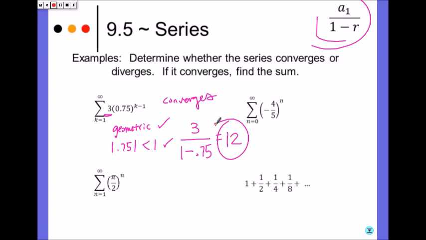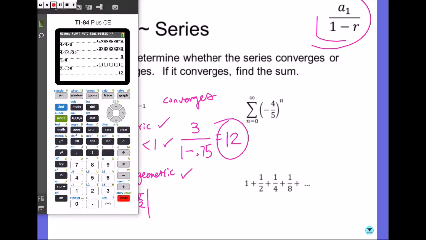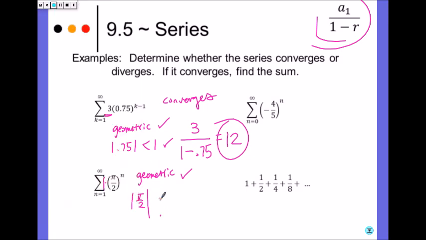What about this one? It's geometric, right? The first term is 1. Pi over 2. So this is geometric. But what's the ratio? Pi over 2, isn't that 3.14 divided by 2, which is greater than 1? So let's see. Pi divided by 2 is 1.57, which is greater than 1, so it diverges. You cannot find its limit, right?